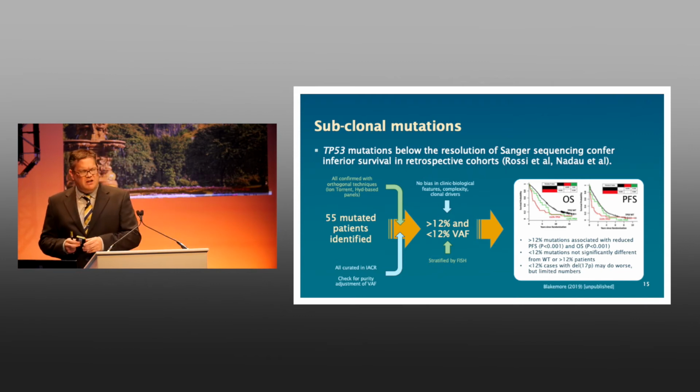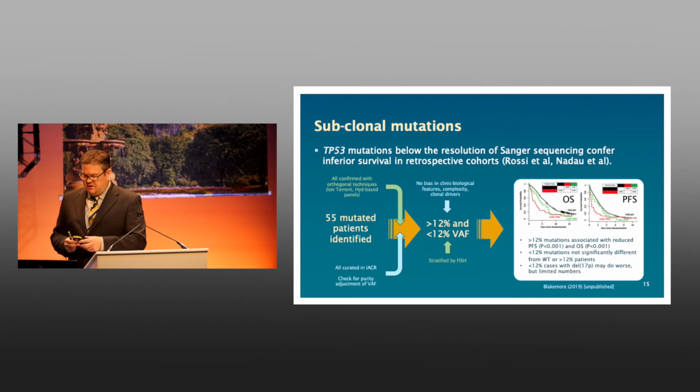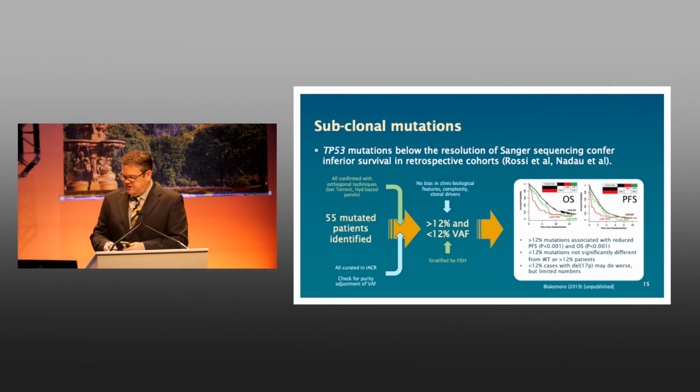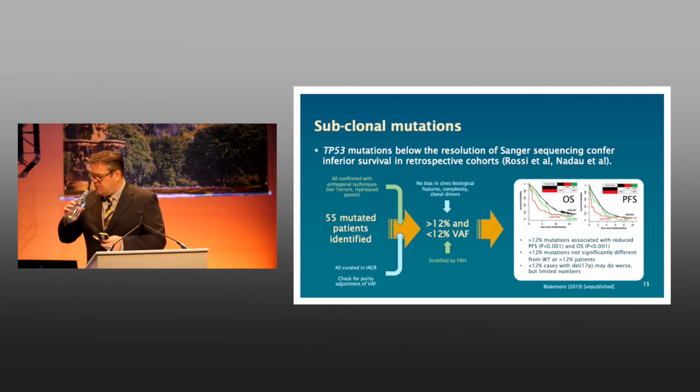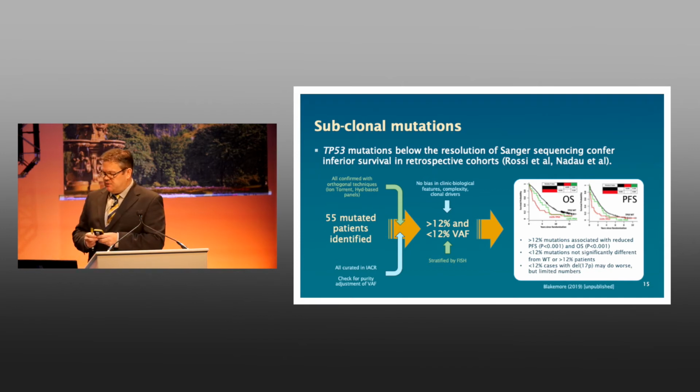And we subdivided them into a Sanger positive versus Sanger negative group. We confirmed that there was no enrichment of poor risk biomarkers in either group that might explain survival associated with those two groups. And this is the take-home message from that study. Basically, those mutations that are Sanger positive, greater than 12%, are associated with reduced progression-free and overall survival.